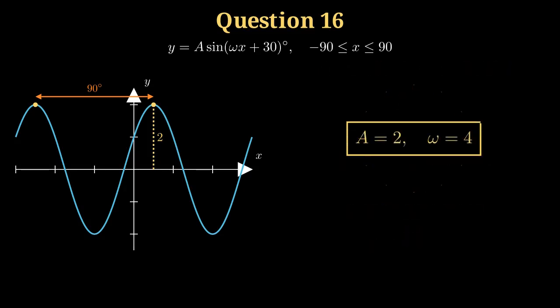So the two scalars are a equals 2 and omega equals 4. The function is y equals 2 sine of 4x plus 30 degrees. Well done. That's question 16 complete.